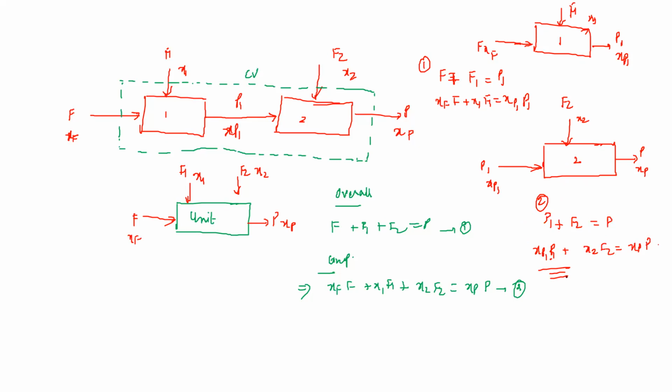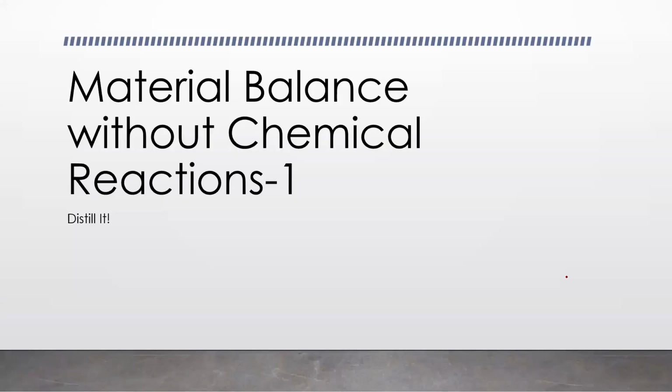All right. So this is how you deal with more than one unit. You take a control volume, you do overall material balance about that, or you take separate units and you do material balance about those. All right. Now we come to a very important section of chemical process calculations, that is material balance without chemical reactions. In this section, we'll be dealing with different unit operations, and we'll be keeping in mind that there's no chemical reaction taking place.